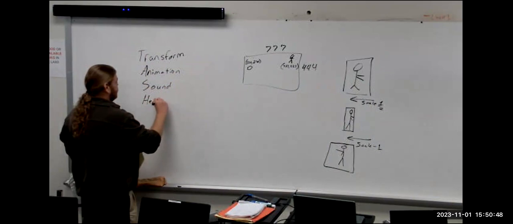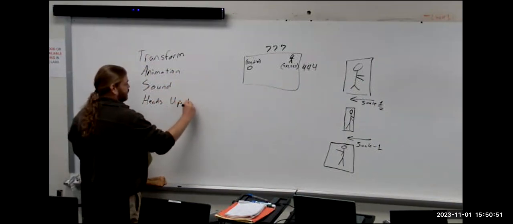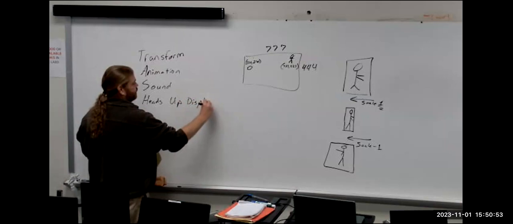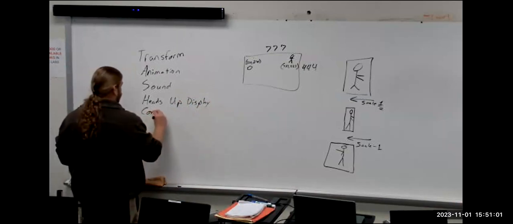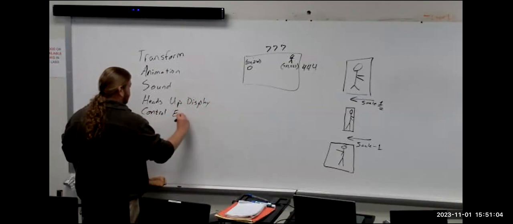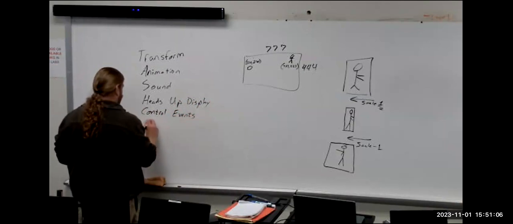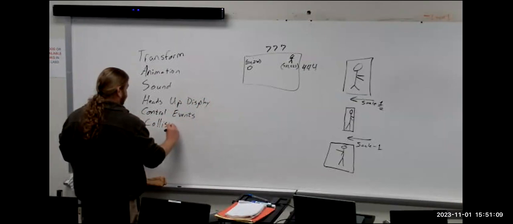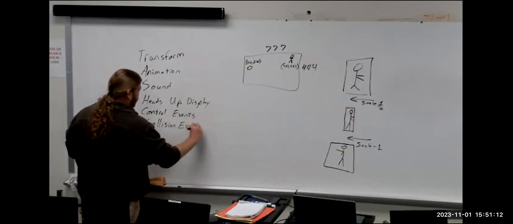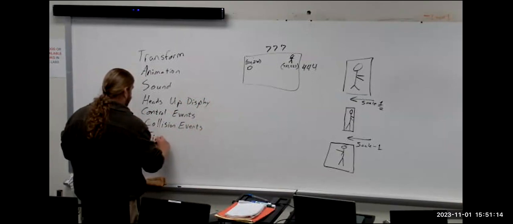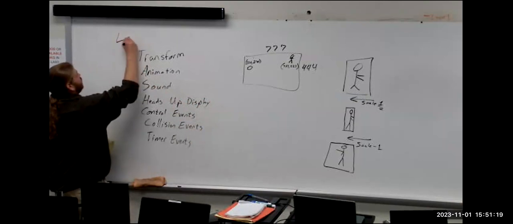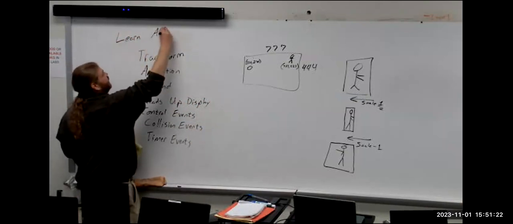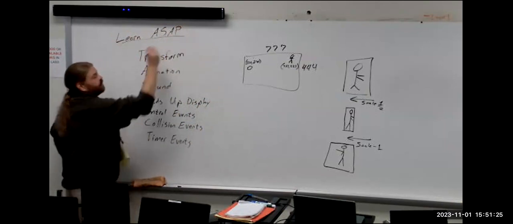Our heads-up display. We saw a score, but there's usually a lot more going on. Control events, collision events, and timer events. These are the things to learn as soon as possible when you get to a new game engine.